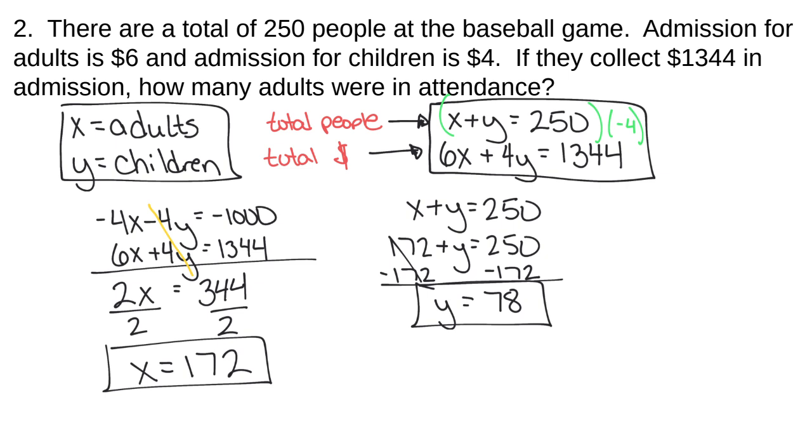Let's go back and answer the question. The question was, how many adults were in attendance? Remember, back at the beginning of this problem, I said my adults were x. So the answer to this question is 172 adults. If it had asked how many kids were at the baseball game, then your answer would have been 78 because y was the kids. Always double check that you're answering the question.